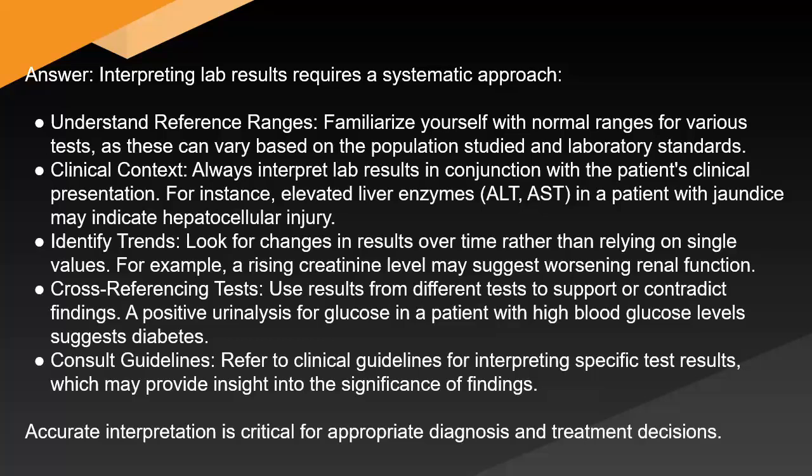Cross-referencing tests. Use results from different tests to support or contradict findings. A positive urinalysis for glucose in a patient with high blood glucose levels suggests diabetes. Consult guidelines. Refer to clinical guidelines for interpreting specific test results, which may provide insight into the significance of findings. Accurate interpretation is critical for appropriate diagnosis and treatment decisions.